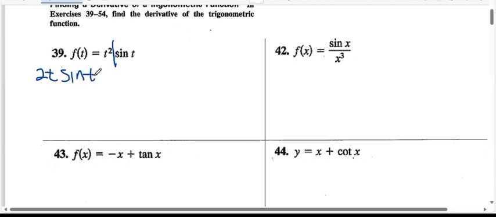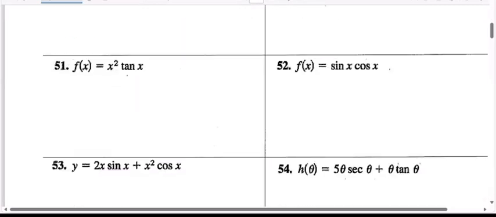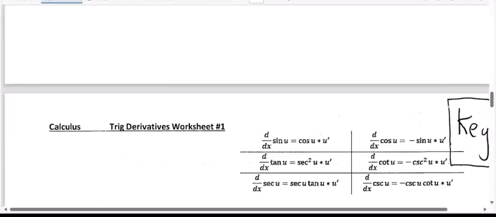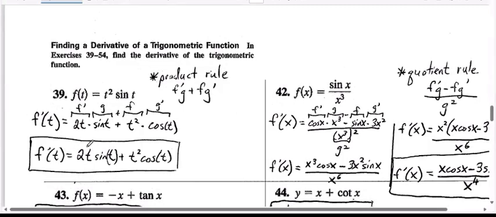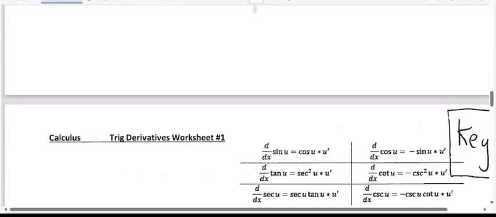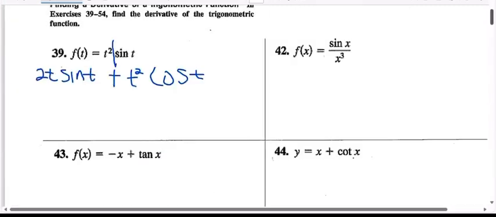Then I'm going to write plus. This time around, I'm not going to differentiate t squared. I'm going to write t squared. Then I'm going to differentiate sine t. Differentiating sine t is going to give you cos t. So this is going to be the final answer. If you go back to the answer key, that's why you see 2t sine t plus t squared cos t. You can see that we got the same answer here.